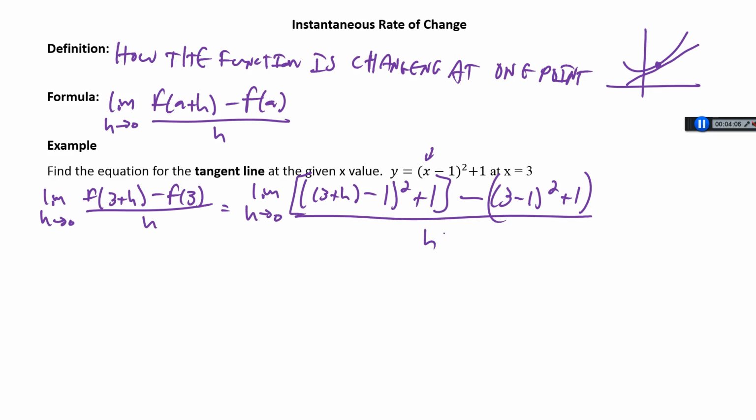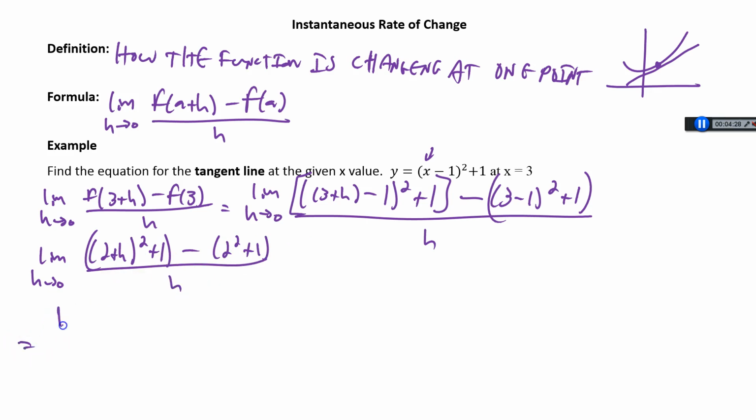All right. So now we're going to expand a little bit. So 3 plus h minus 1. I'm going to combine the 3 and the 1 here. So that's 2 plus h squared. So we have 2 plus h squared plus 1. Minus, this will just be 2 squared plus 1, divided by h. So that's the limit as h approaches 0. This is 4 plus 4h plus h squared plus 1. And then 2 squared is 4, plus 1 is 5.